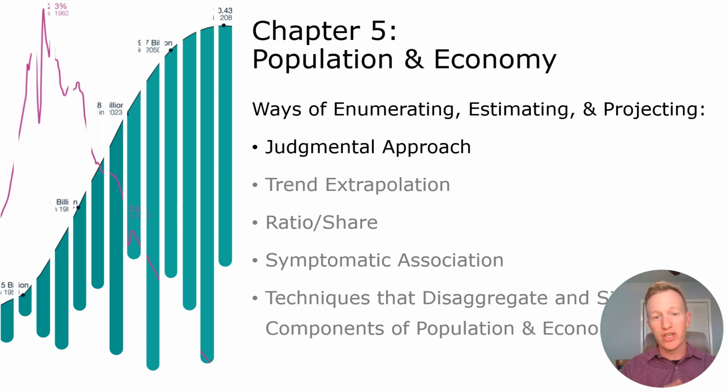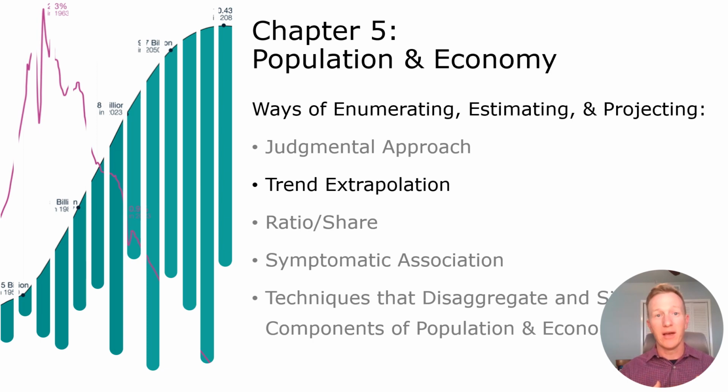So the first is a judgmental approach. This is when you just create a panel of experts and you ask them. You either survey them or you get them together for a discussion. These could be people from academia. These could be analysts either in the private sector or in the public sector, or they could be business leaders. And usually, if you're going to do a judgmental approach, you're going to combine it with one of these next approaches. The next approach is trend extrapolation.